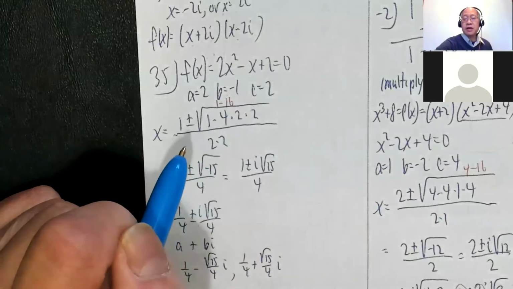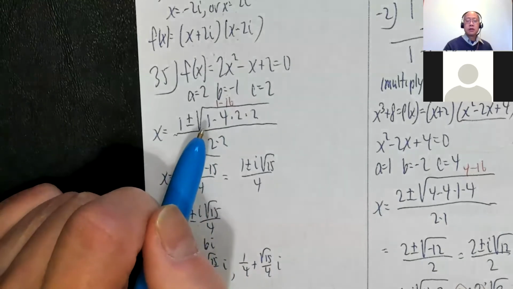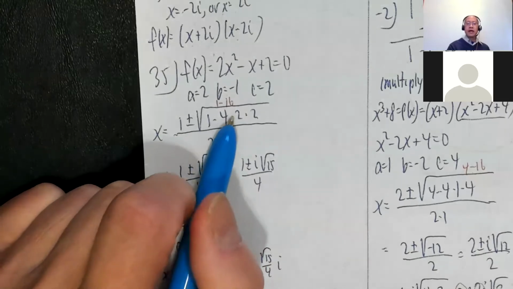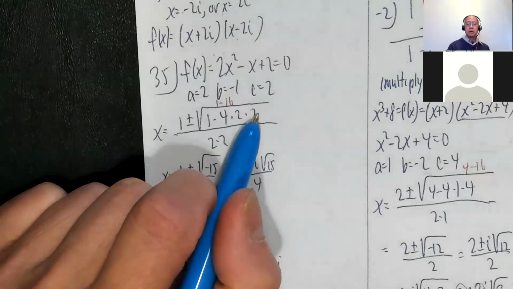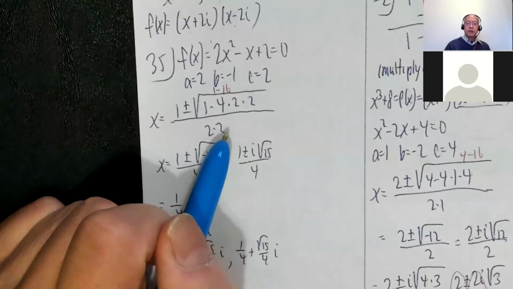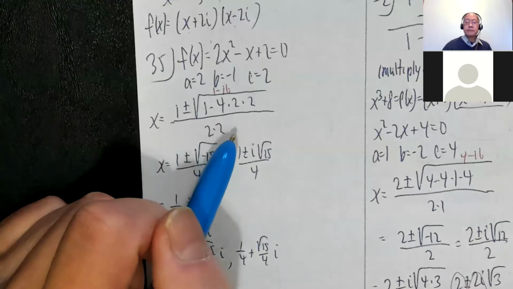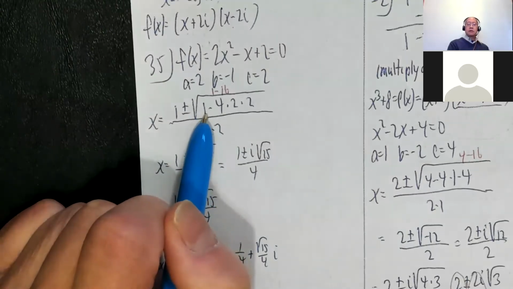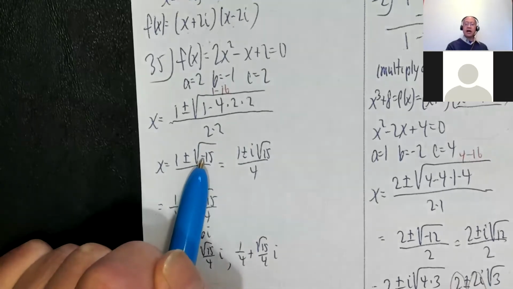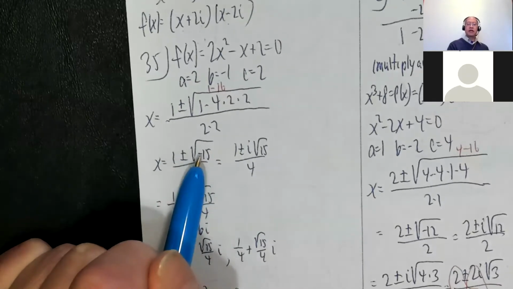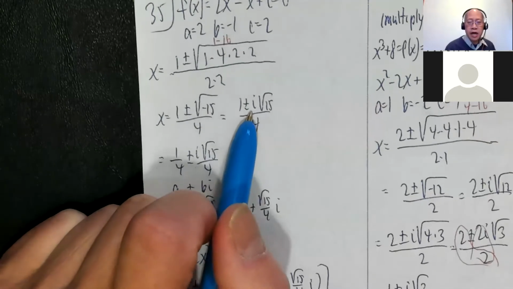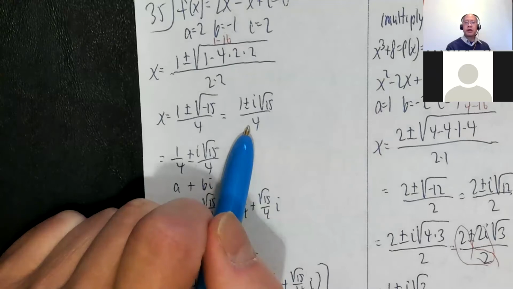So x is negative b, positive 1, plus or minus the square root of b squared, -1 squared is 1, minus 4ac, 4 times 2 times 2, all over 2a, 2 times 2. If you wish, you're allowed to put the quadratic formula on your cheat sheet. Let's see, this is 1 minus 16, which is -15. So you know you're going to have an i. Right, 1 plus or minus the square root of -15 divided by 4. Take out the i. So 1 plus or minus i radical 15 over 4 are my two solutions.